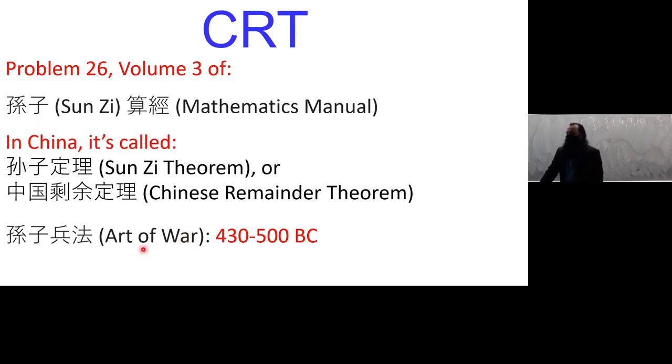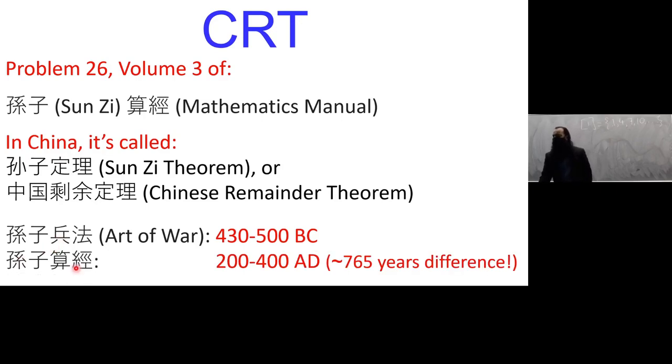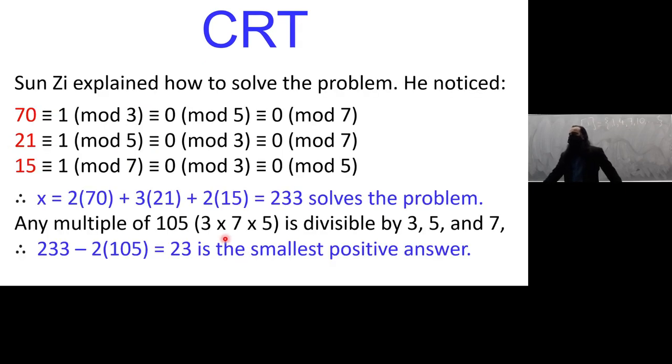Okay. This is written by Sun Tzu. The mathematics manual is written by Sun Tzu. It's not the same person. They lived 765 years apart, approximately. Okay? It's a common misconception. A lot of people think that these two books were written by the same person, but they're not. 765 years difference.